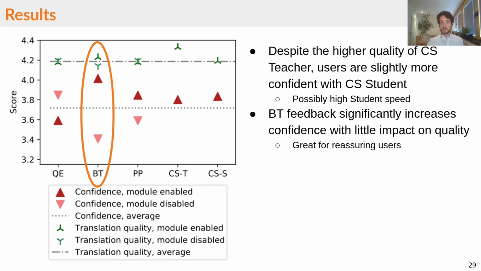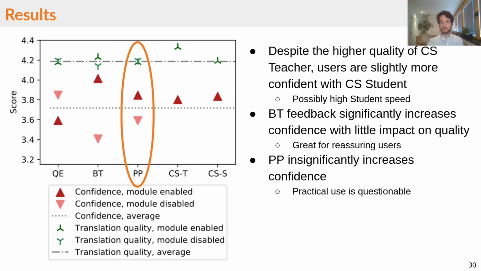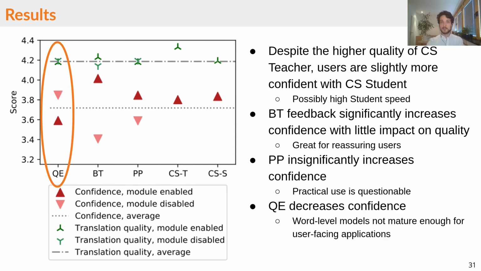Next, backtranslation shows to have high impact on the user confidence but almost no real effect on the objective quality. Paraphrasing slightly increases the confidence but not at all the quality. And finally, the word-level quality estimation only decreases user confidence, from which we conclude that the current form is not ready for user-facing applications.